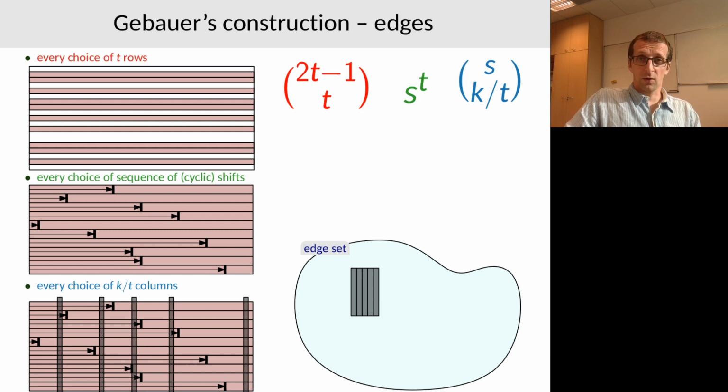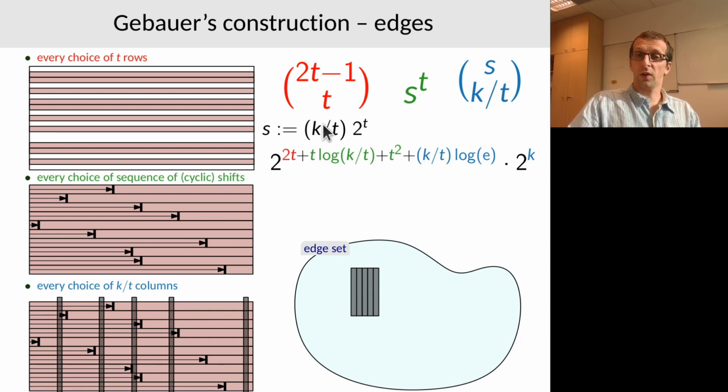It produces some k-graph, but in order to guarantee that the graph produced is not too colorable, we must pick large enough s. And at this point, the best value for s is this one, k over t times 2 to the power of t. For this value of s, the above formula can be simplified or rewritten to something like this. And remember that we still are free to choose t.